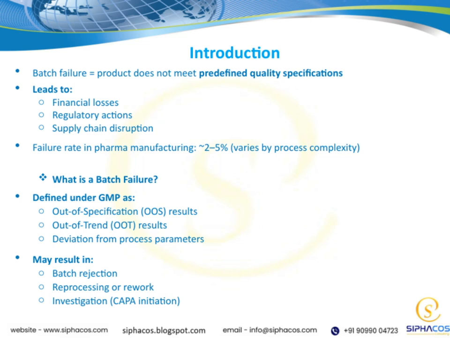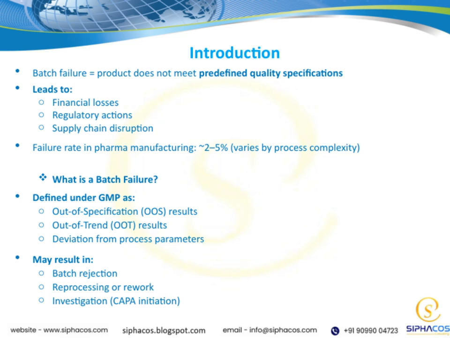When a batch fails, it can result in various actions like rejecting the entire batch, reprocessing or reworking it to bring it up to standard, or initiating an investigation, which often leads to CAPA, corrective and preventive actions. The consequences of a batch failure are significant. They include financial losses, because products can't be sold or used, regulatory actions from authorities concerned about product quality, and disruptions in the supply chain that can affect patients and customers.